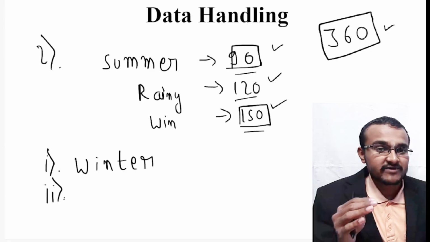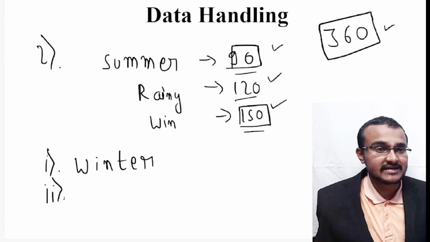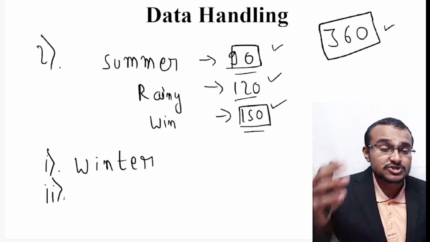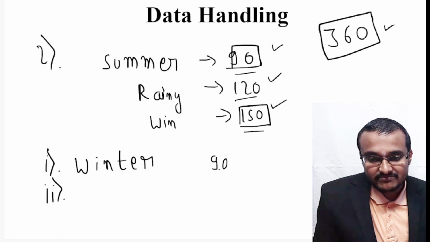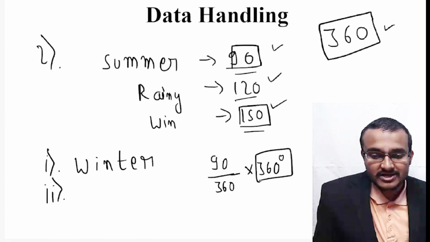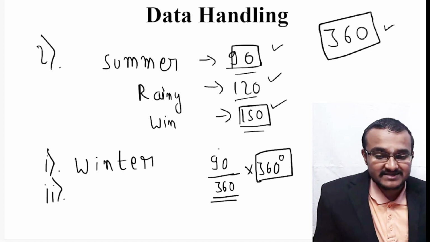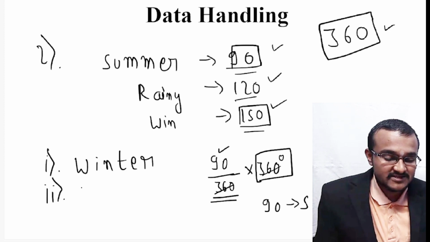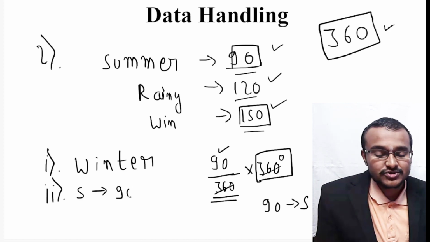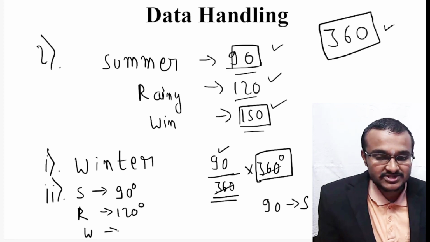Coming to the second question, find the central angle of each sector. If you draw this data on a pie chart, how much angle will be shared by each part among 360 degrees? Because in a circle you have 360 degrees. So summer is 90. You should divide 90 by 360, because the total number of people is 360, into 360 degrees, the total angle of a circle. This 360 is the total number of people and this 90 is for summer. Now the 360 gets cancelled and 90 remains for summer. So the answer for this second question is, for summer you should allot 90 degrees in that circle. Similarly, for the rainy season you should allot 120 degrees, and for the winter season you should allot 150 degrees.